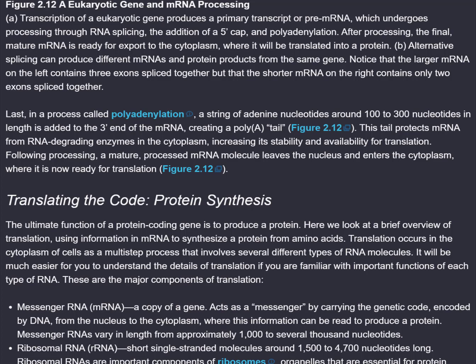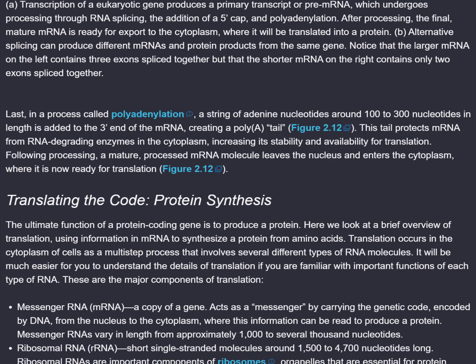Figure 2.12. A eukaryotic gene and mRNA processing. A. Transcription of a eukaryotic gene produces a primary transcript or pre-mRNA, which undergoes processing through RNA splicing, the addition of a 5-cap, and polyadenylation. After processing, the final, mature mRNA is ready for export to the cytoplasm, where it will be translated into a protein. B. Alternative splicing can produce different RNAs and protein products from the same gene. Notice that the larger mRNA on the left contains 3 exons spliced together, but that the shorter mRNA on the right contains only 2 exons spliced together.